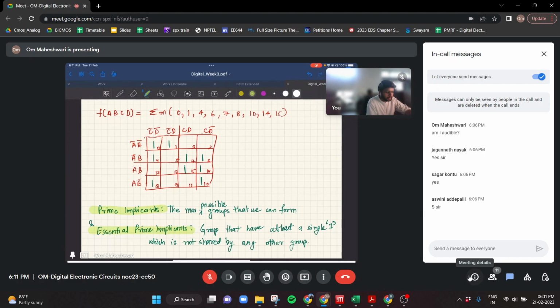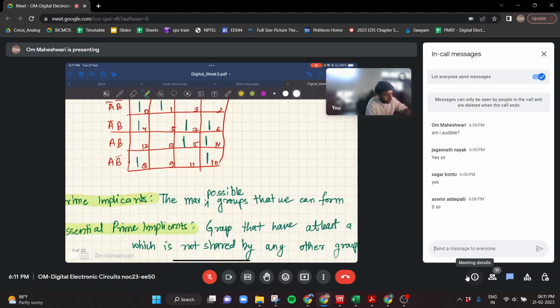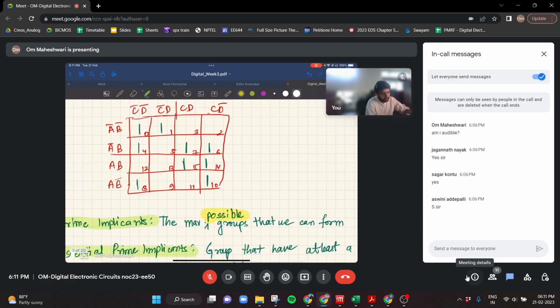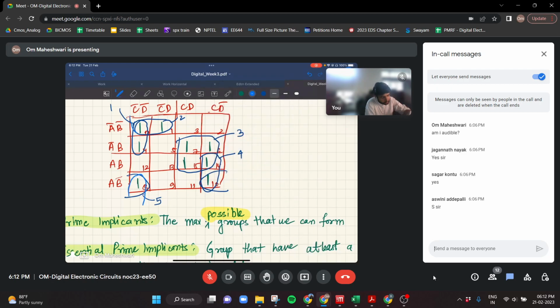Okay, so let us see what these are with this example first. What are all the possible groups? Look at all the possible groups that we can form here. So let us try to make groups. One group can be this, right? So let me call it one. Another group, two, three, four, five. Now, if you see, let me take another color. We can form one more group here also, like this and this. This is six.